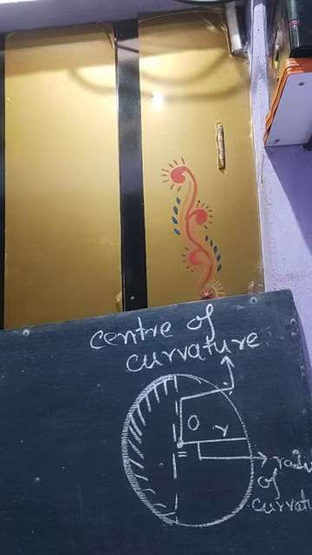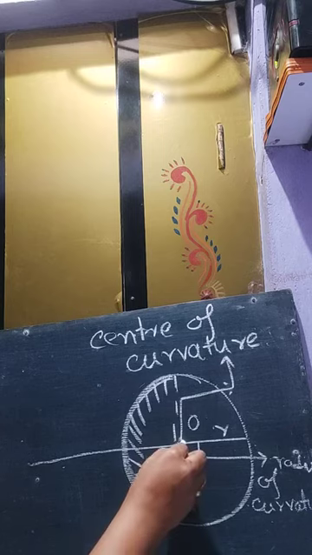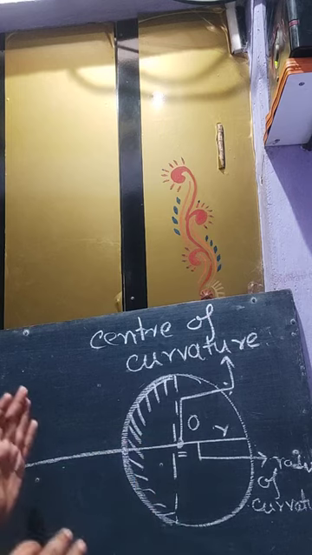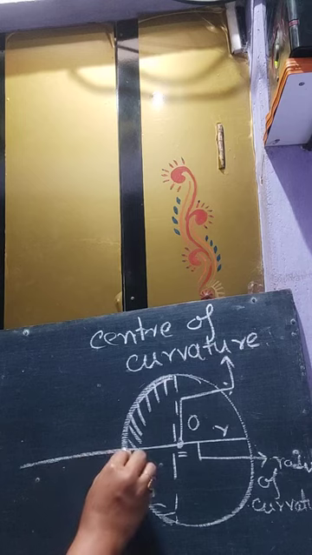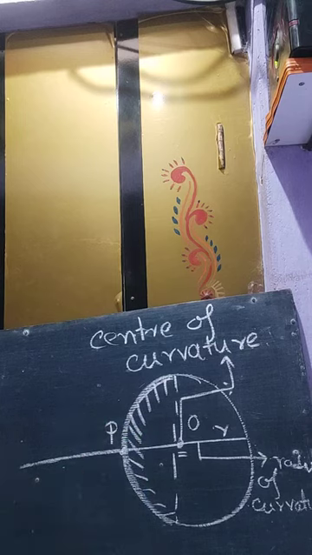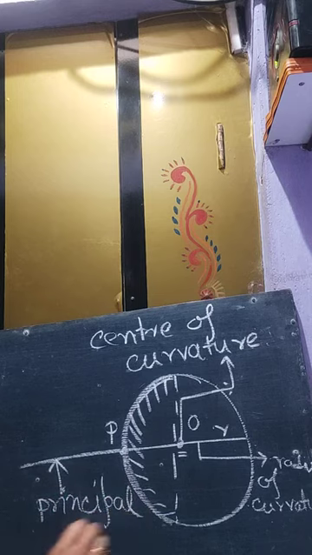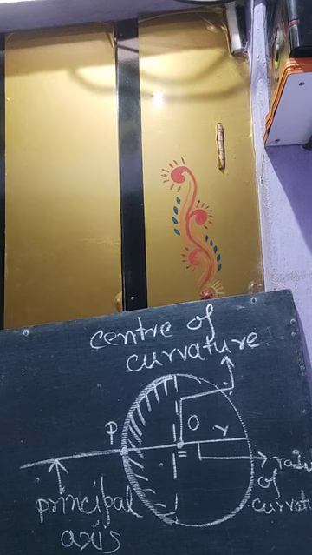Now coming to the pole of the spherical mirror. If I extend this radius, the point at which the extended radius cuts the mirror is called the pole of the spherical mirror. This is denoted as P. What is the principal axis? The principal axis is basically the line that is drawn through the pole and the center of curvature. Okay. So these are the basic definitions regarding the spherical mirror.